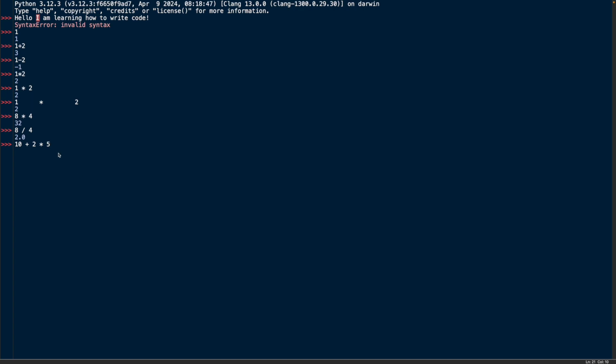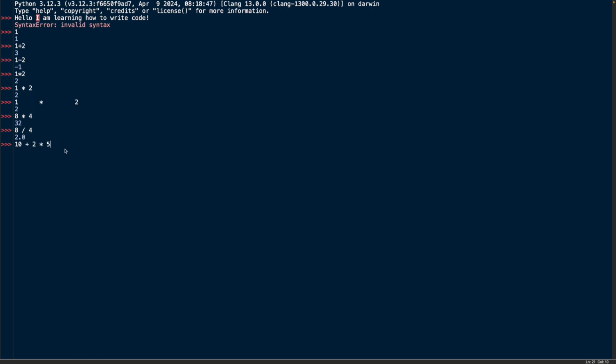It might not be immediately obvious exactly how Python's going to evaluate this. There's kind of two ways you can interpret it. If we did 10 plus 2 first, we would get 12 times 5, and the answer would be 60. Or if we do 2 times 5 first, we would get 10 plus 10, and the answer will be 20.